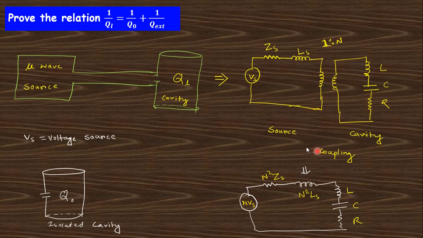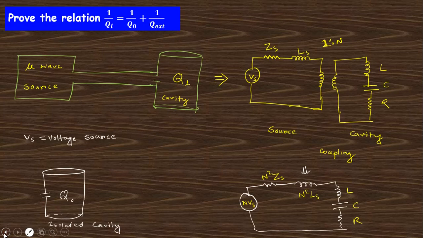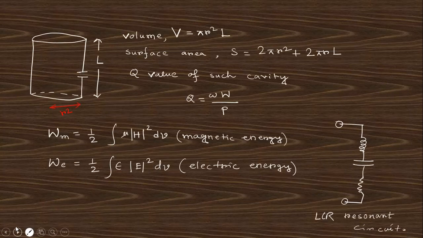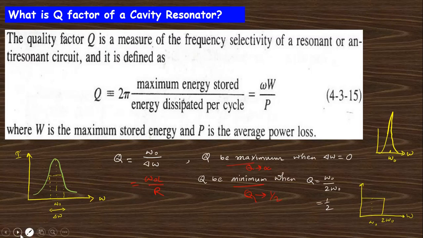If you combine this, you will get n square ZS. The coupling is 1 is to n, and L will be n square LS, and this is the LCR. This is the combined effect of this electrical circuit. Now if you want to find the quality factor, you know the quality factor is omega 0 L by R, right? Omega 0 L by R is the expression of the quality factor.